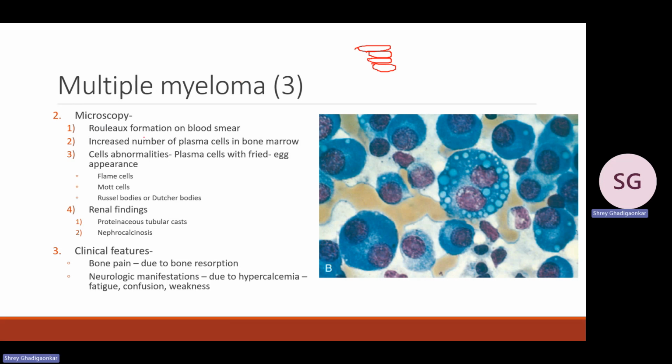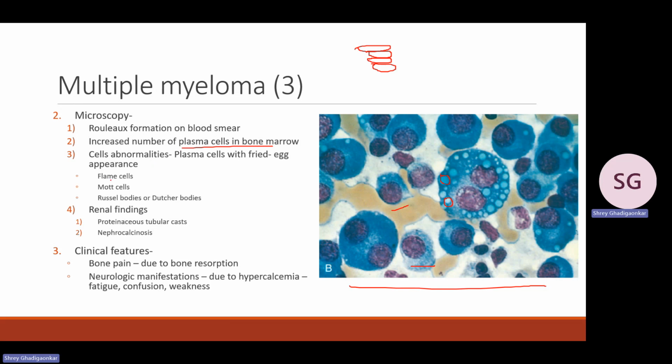You also have an increased number of plasma cells in the bone marrow. This picture over here is a bone marrow slide, and in this you can see different kinds of plasma cells, with different kinds of abnormality. The most characteristic is the fried egg appearance. You may also have flame cells, which have a fiery red cytoplasm, or you may have Mott cells, which are cells with grape-like cytoplasmic droplets, as you can see over here. This over here would be a Mott cell, and you may also have Russell bodies or Dutcher bodies, which refer to the inclusions within these cells.